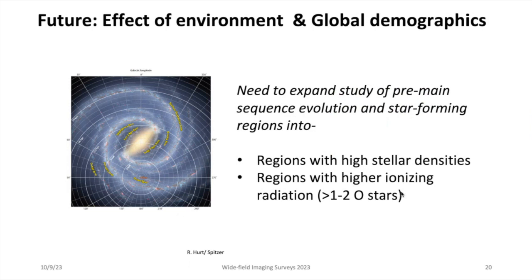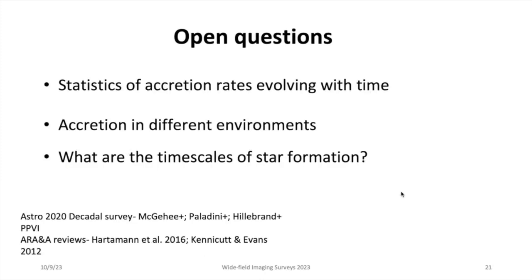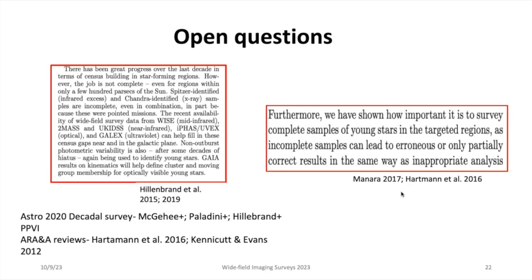So basically, in summary, we need to expand on the studies of pre-main sequence stars to truly take advantage of such large surveys, to look into regions with higher stellar densities and more ionizing stars. And there are many open questions related to this, not just mentioned in this talk, but also mentioned in decadal surveys. I've highlighted some here and highlighted how important it is to conduct such surveys.